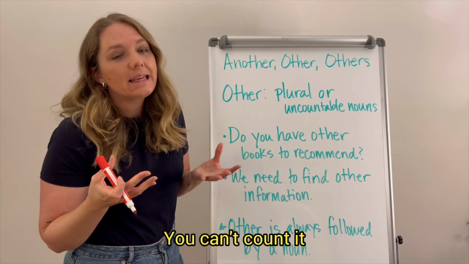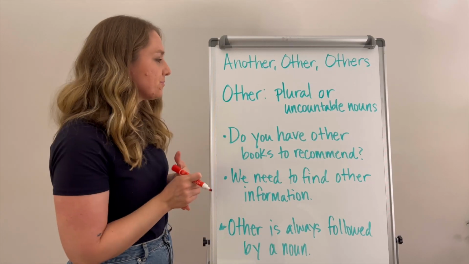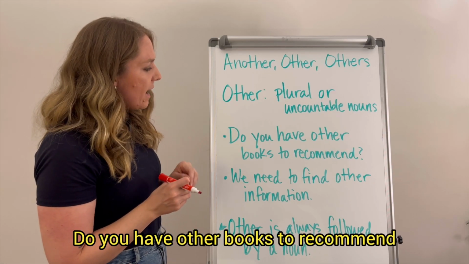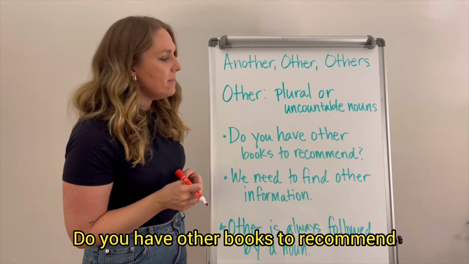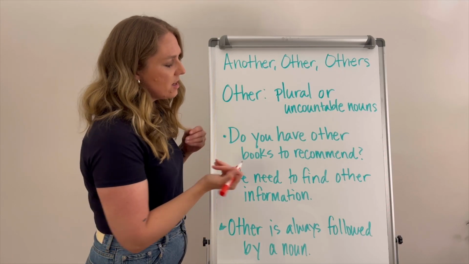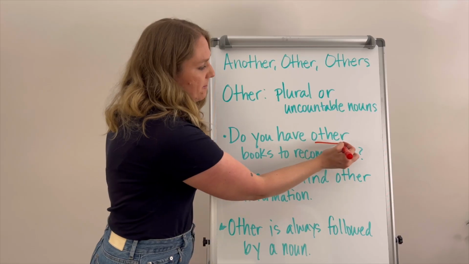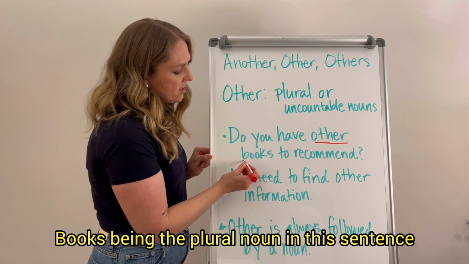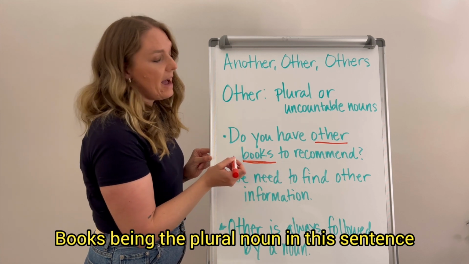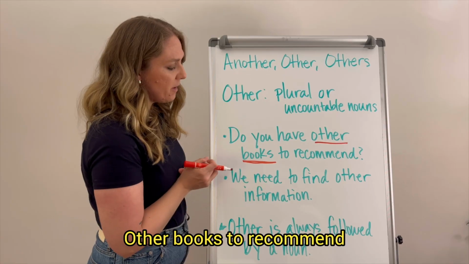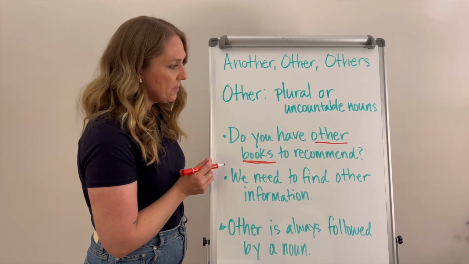You can't count it. So, 2 examples here. Do you have other books to recommend? So we have other here, other books to recommend. Books being the plural noun in this sentence. Other books to recommend. Books is plural.